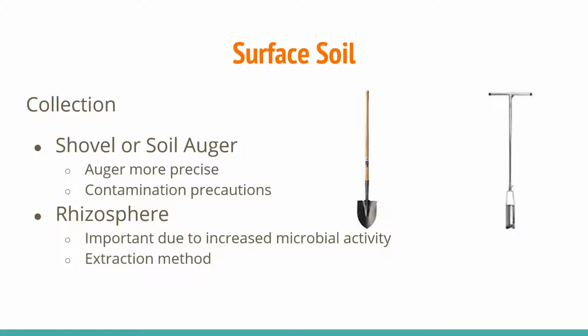This is important as several soil factors can vary with depth, such as oxygen, moisture content, organic carbon content, and soil temperature. If collecting for microbial analysis, the auger can contaminate the sample. So either the outer layer of the sample is scraped off and discarded before analysis, or the auger is cleaned in between each collection.